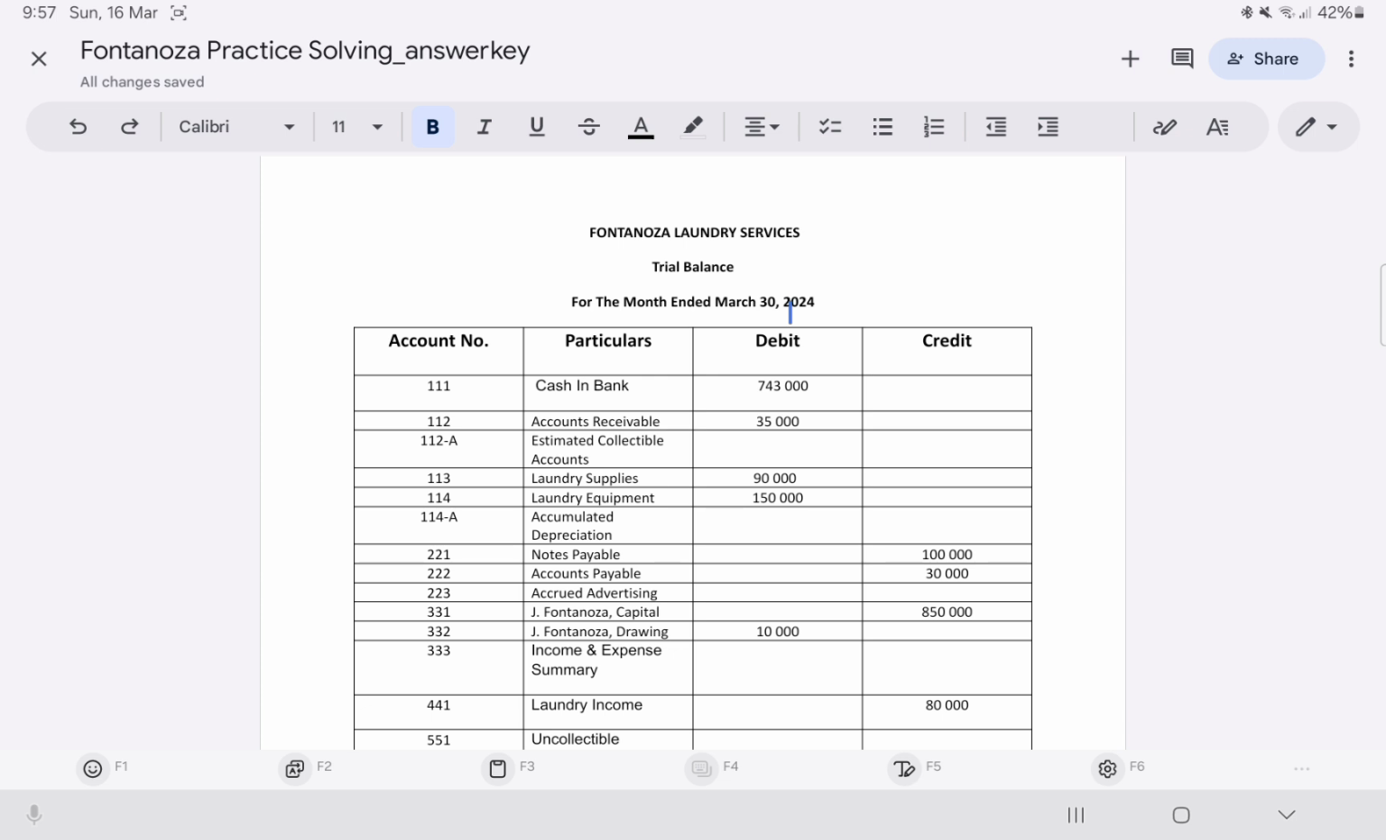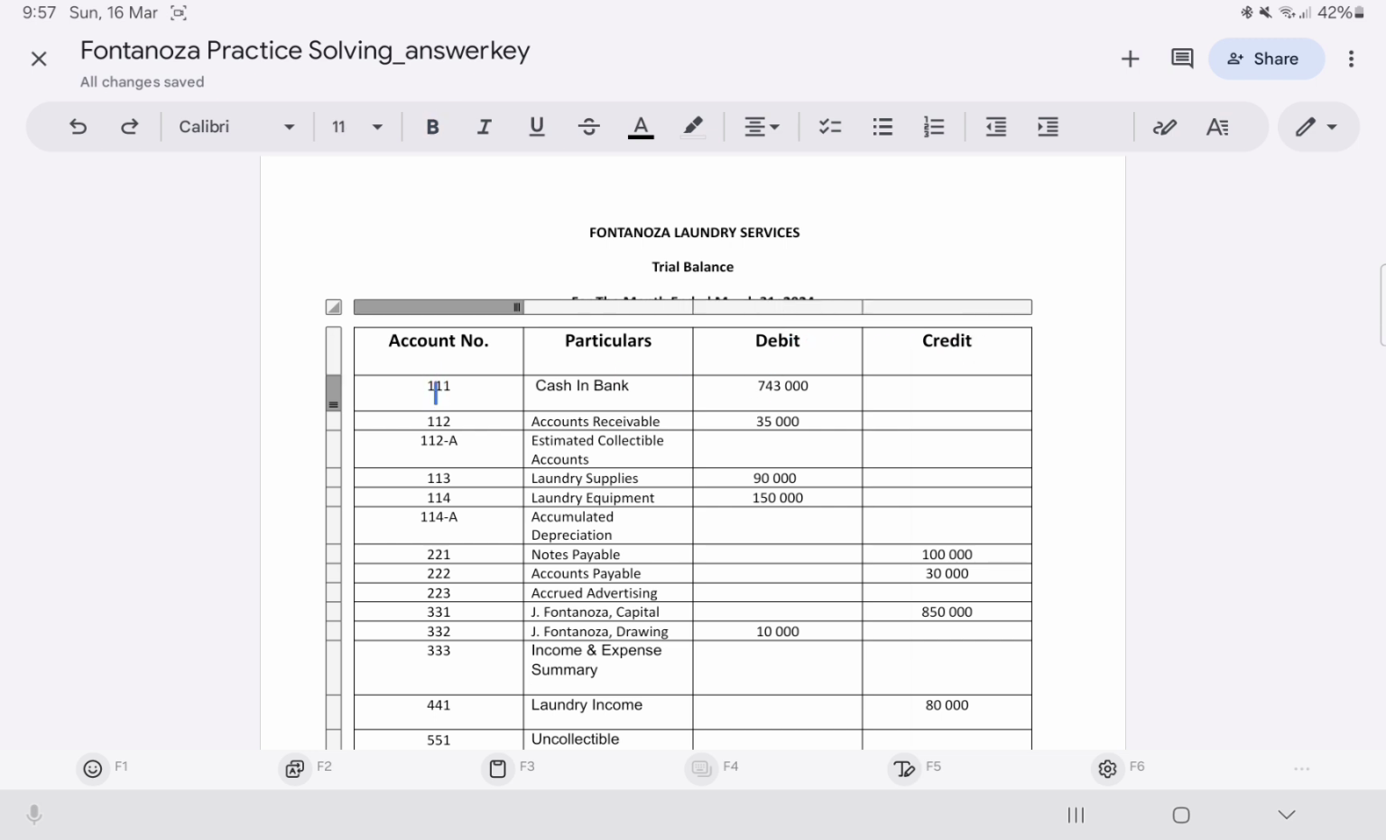since your task now is to get the trial balance for the month ended March 31, since our date under the month of March is until 31. So you should present the trial balance as of March 31, 2024. And do not forget the placement of the account number in the first column, then particulars, the accounting titles. Debit is your value received, and credit is your value parted with.